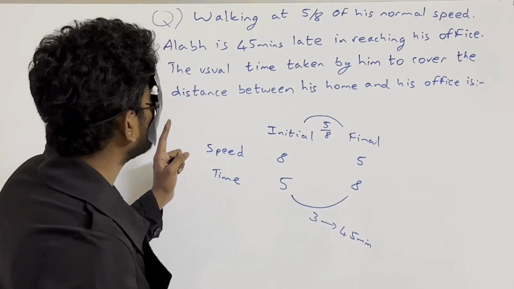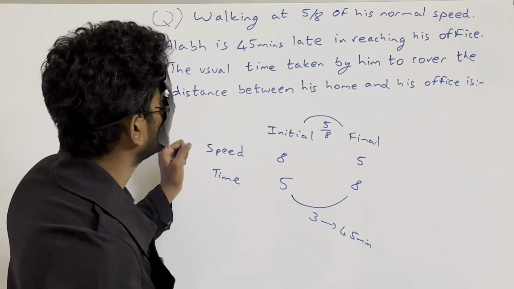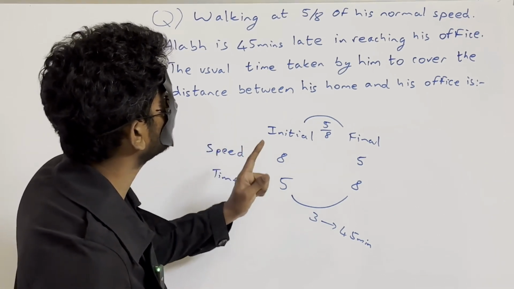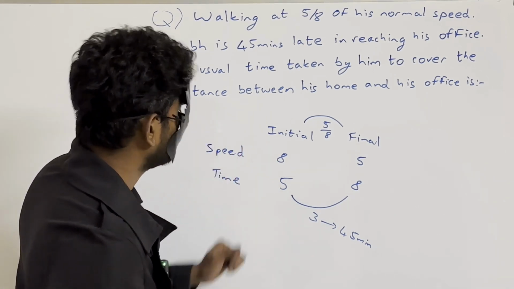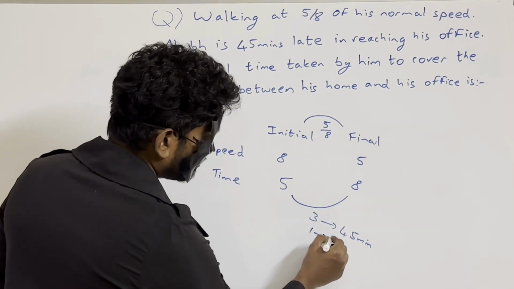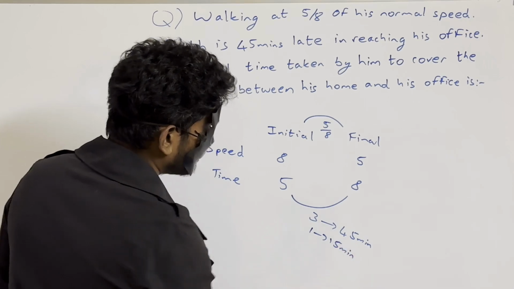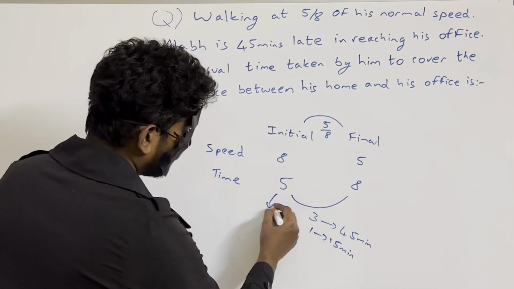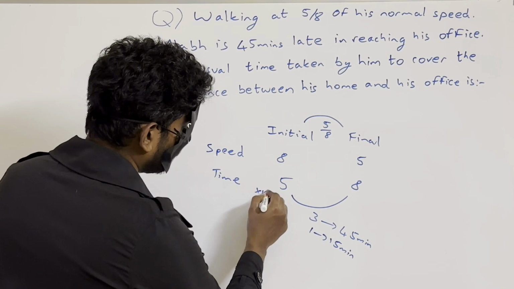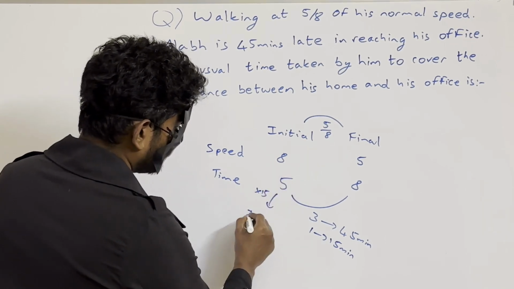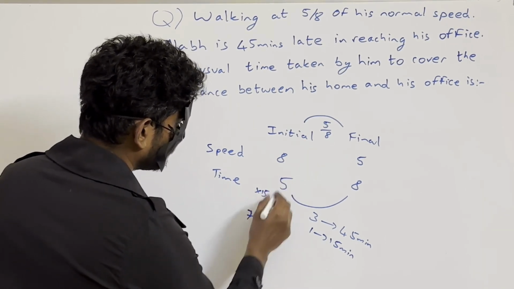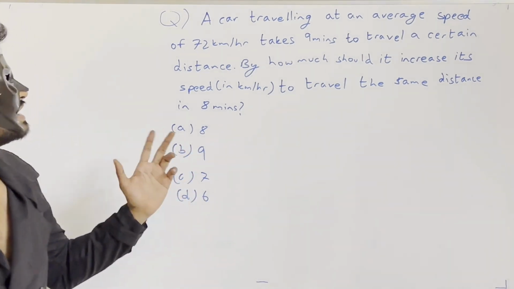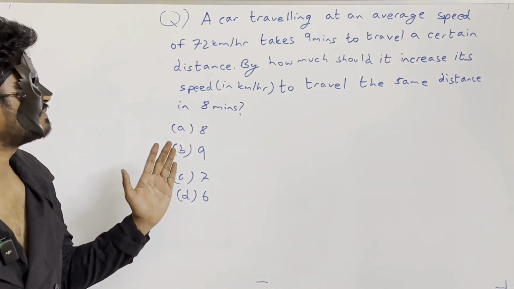Find the usual time taken by him to cover the distance between his home and his office. So one ratio is nothing but equal to 15 minutes. Usual time is nothing but, he is asking the value of 5 into 15, 5 into 15, nothing but 75 minutes.